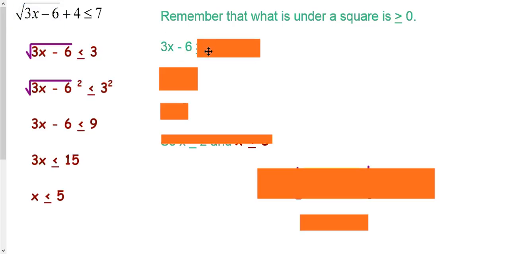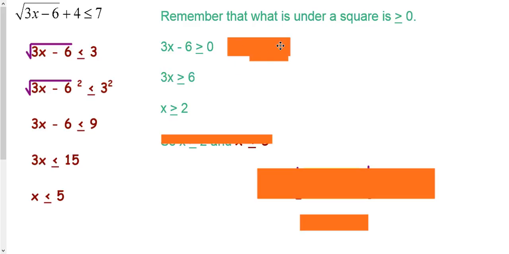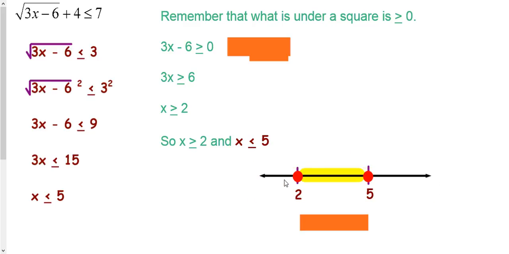So I'll take what's inside of the root. Can't be negative, so it means it has to be greater than or equal to 0. Then we'll solve that by adding 6, dividing by 2. So for our problem, we need numbers that are less than or equal to 5, and x is greater than or equal to 2. It's an and statement. So we want numbers that are both greater than or equal to 2 and less than or equal to 5. When you think of that on a number line, it's really in between these two.